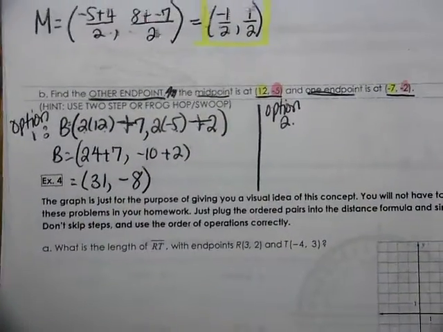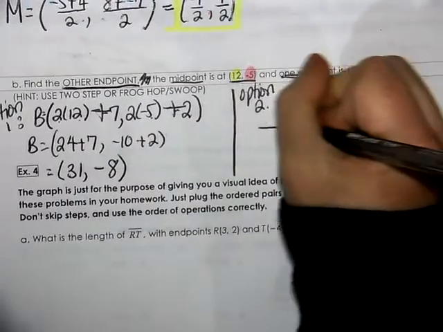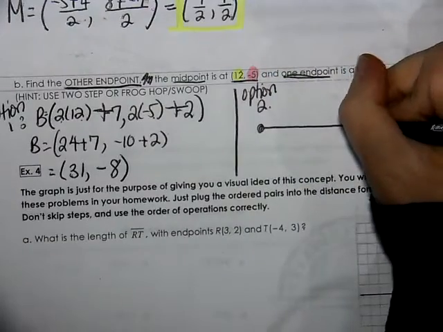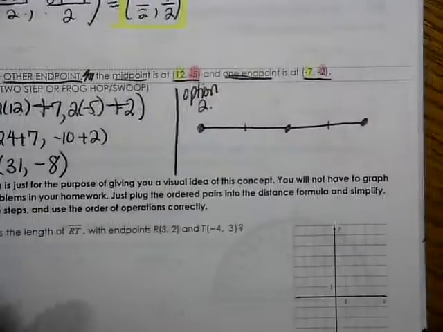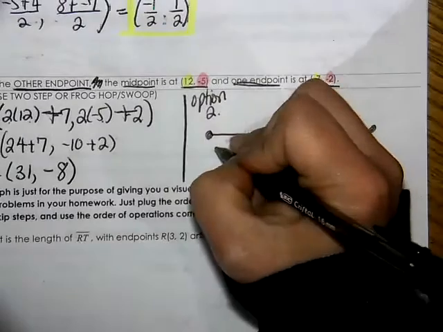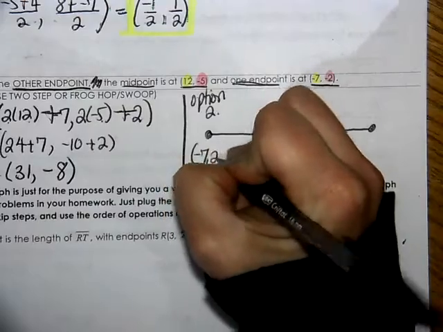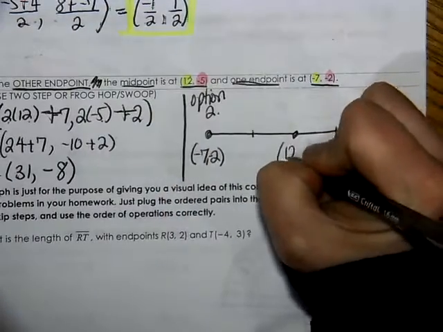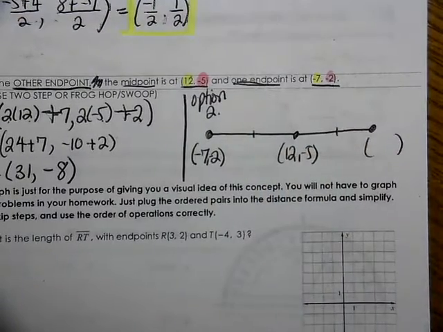That is our location. Let's go ahead and look at option number 2, which is called frog hop. In frog hop, you draw a picture. And we would put our midpoint in the direct center. We would know that each side is going to be congruent to each other. The endpoint is located at negative 7, negative 2. Our midpoint is located at 12, negative 5. And we need to find the other endpoint.